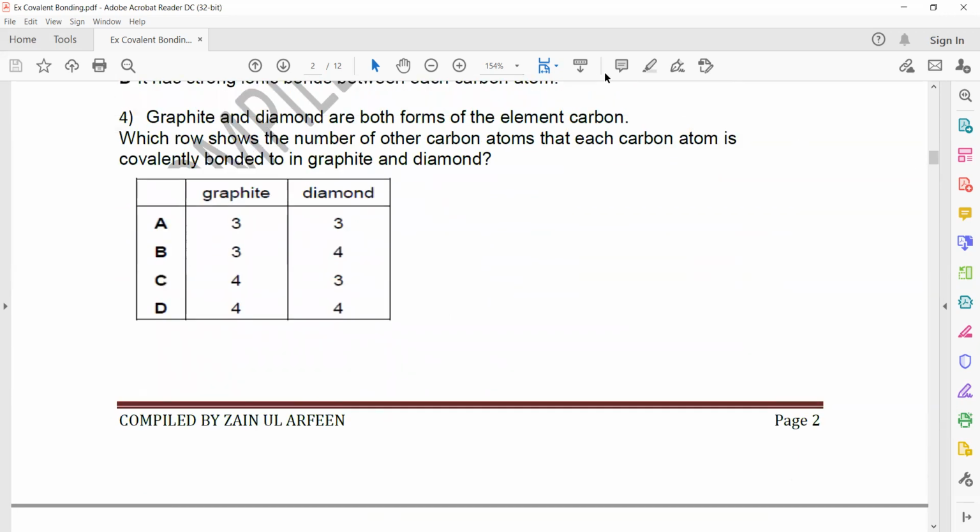In question 4, diamond and graphite are both forms of the element carbon. Which row shows the number of carbon atoms to which each carbon atom is covalently bonded? In diamond each carbon has 4 bonds, but in graphite each carbon forms 3 bonds and there is 1 free electron. So graphite has 3 bonds and diamond has 4 bonds. That's why B will be the right statement.